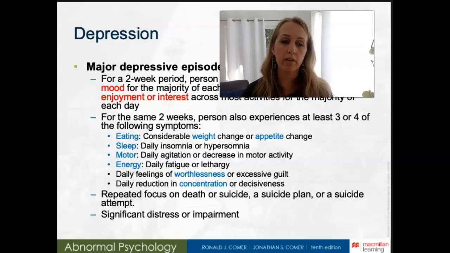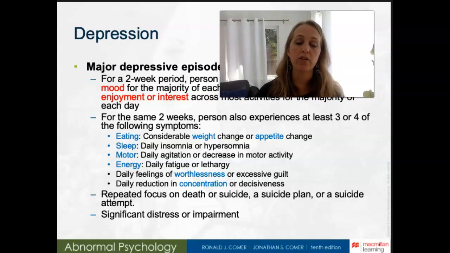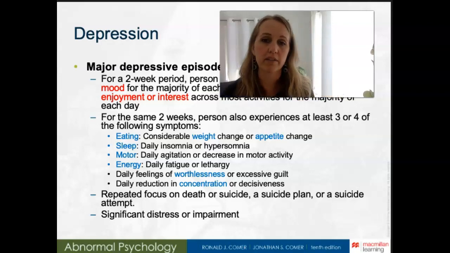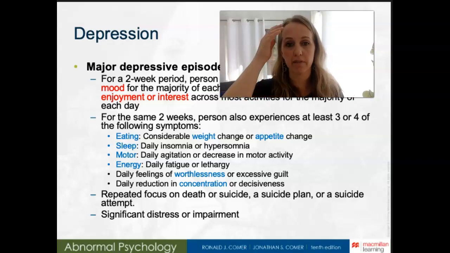And of course, with all of this, you're going to see some sort of distress or impairment. It's hard to imagine someone having all these symptoms and not having some sort of distress or impairment, so it kind of goes without saying. But really, in order to qualify as a major depressive episode, like I said, these symptoms need to be present, and there has to be some kind of impairment in the person's life, something that's getting in the way of them doing what they need to be doing.